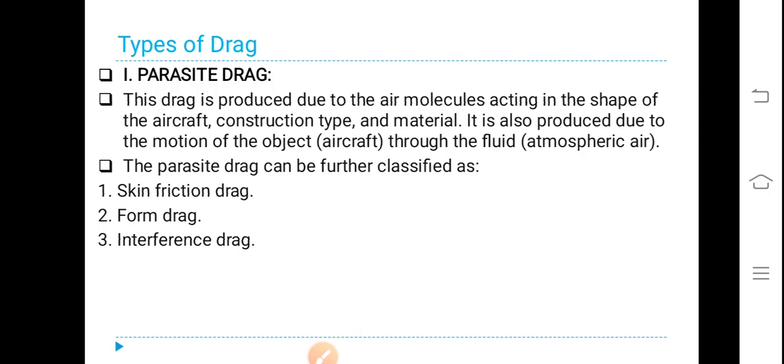Pressure drag. This drag is produced due to the air molecules acting on the shape of the aircraft, construction type and material. It is also produced due to the motion of the object, that is the aircraft, through the fluid, atmospheric air. The parasite drag can be further classified as skin friction drag, form drag, interference drag.